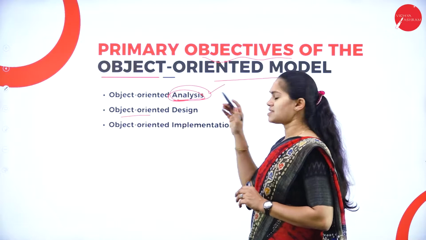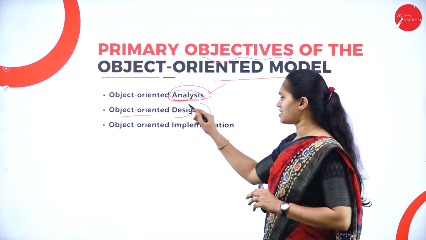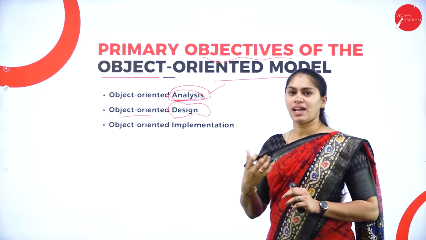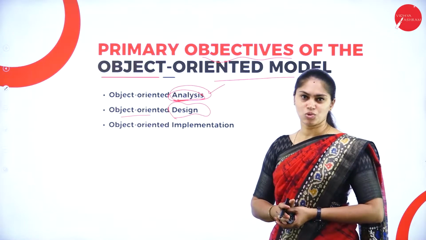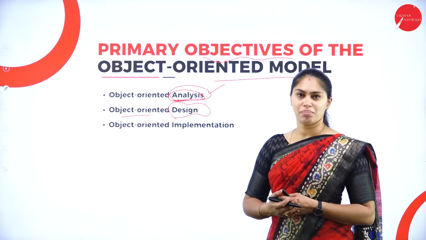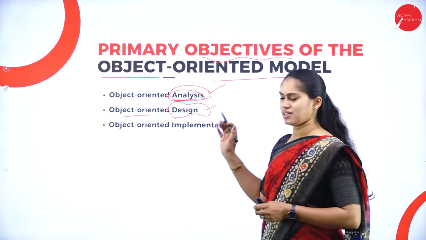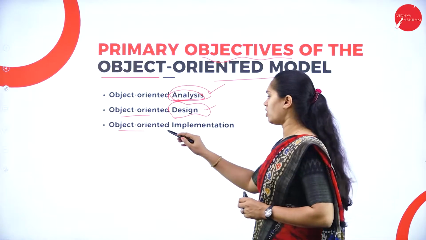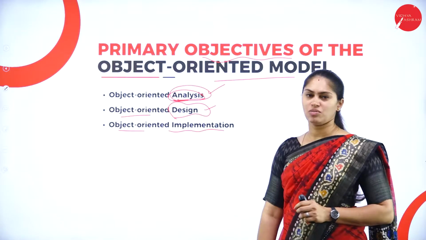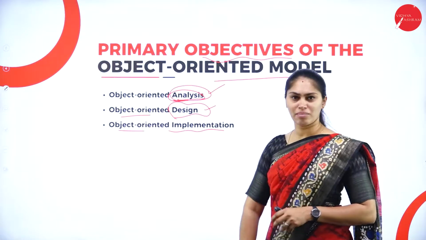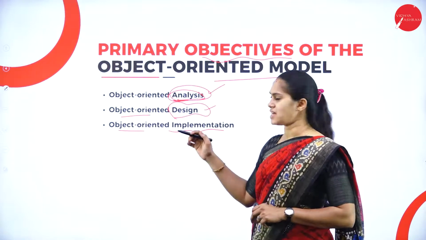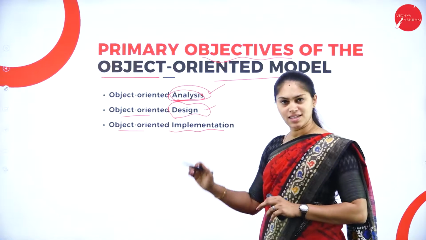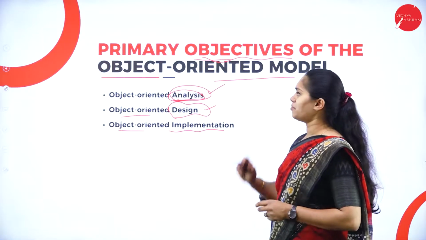Once it is analyzed, then it needs to be designed. Here we are going to create a relationship between one object and another object. What is the association between the two objects and how it needs to be represented? All those come under the design part. And also object oriented implementation. With the help of an object oriented programming language, they are going to implement the design, whatever has been analyzed in all the stages. So these are the primary objectives.